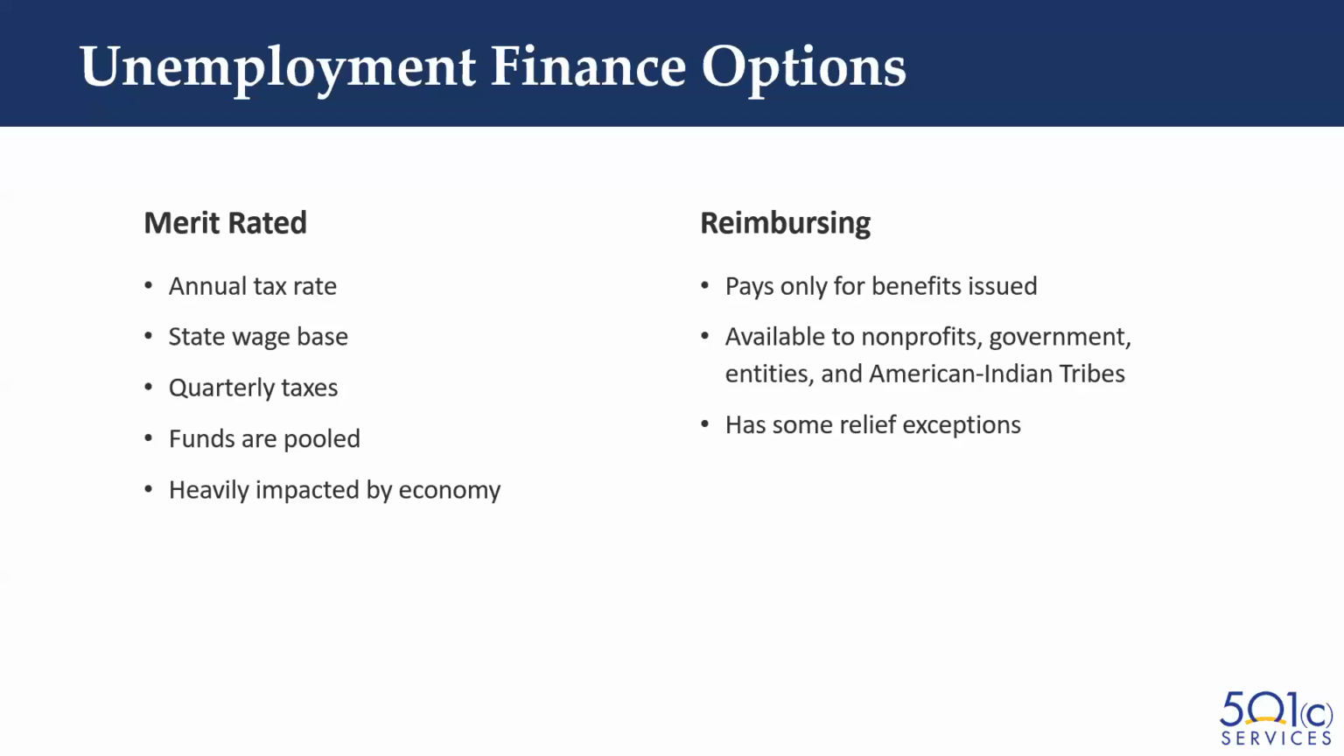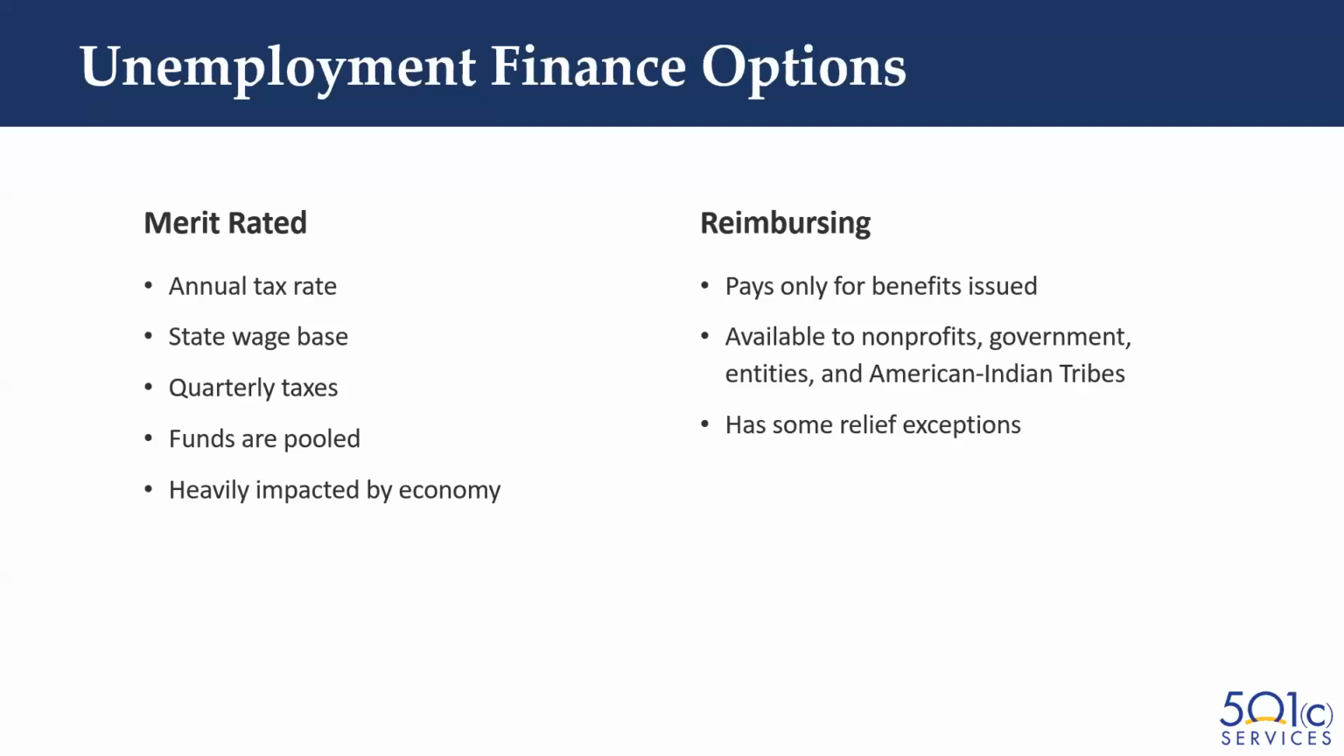So merit-rated employers could be a for-profit company or a nonprofit. They're going to be issued a tax rate every year in each state that they operate in. That rate is then going to be applied to a wage base that varies by state. So, for example, in the state of Oregon, the taxable wage base for 2024 was $52,800. And you could be assigned a rate up to 5.4%.